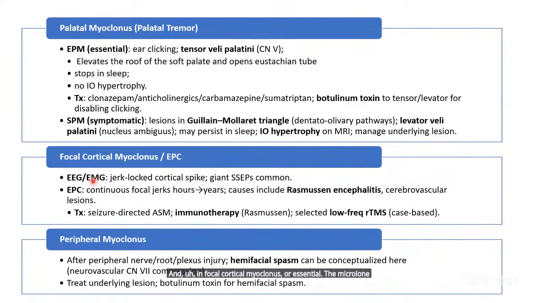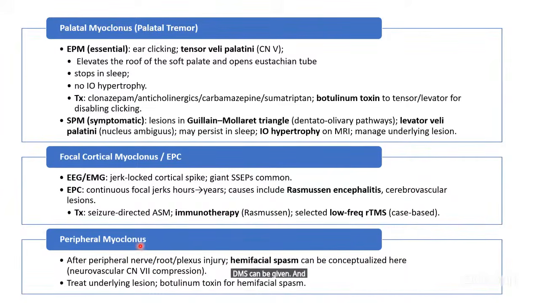And in focal cortical myoclonus, the EEG and EMG will be jerk locked. It's a cortical spike, as sir already told, and both the EEG and EMG have the same time spike. SSEPs will be very high, giant, and EPC will show continuous focal jerks for hours to years. This is epilepsia partialis continua. Causes include Rasmussen's encephalitis and cerebrovascular lesions. Treatment is usually seizure directed. In Rasmussen, immunotherapy can be tried, and selected low frequency TMS can be given.